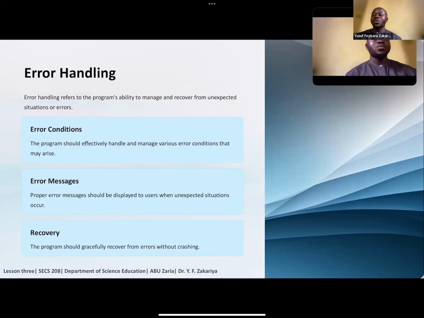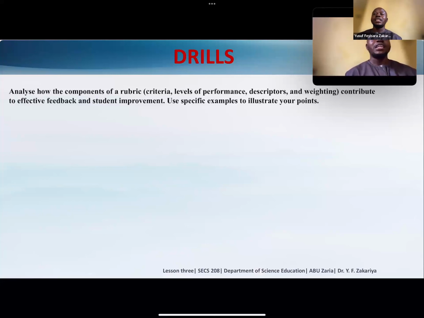So take note. All right, I think we are almost done. So let's have some drills before we end the class in about 5 minutes. The drills you are considering now are based on the rubrics topic. Let's just have the first one. Who is going to read this for us?